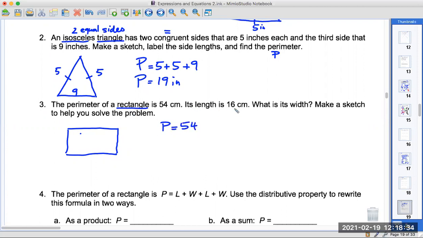And then label it. The perimeter is 54 centimeters. The length is 16. So I label the length with 16. Opposite sides are equal. What is the width? This is the question.